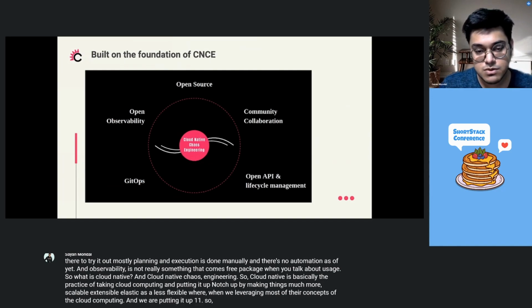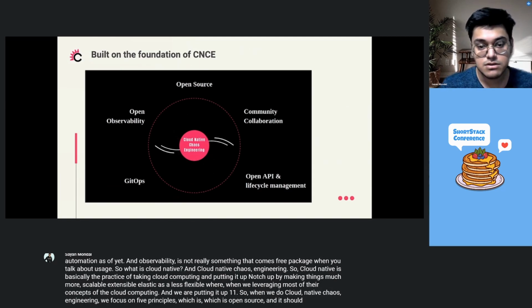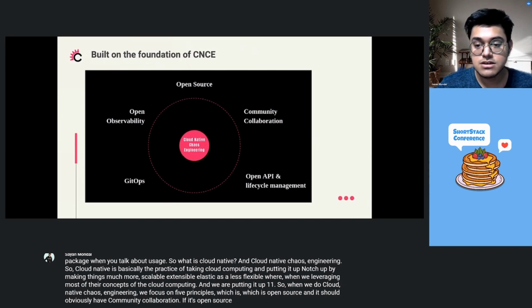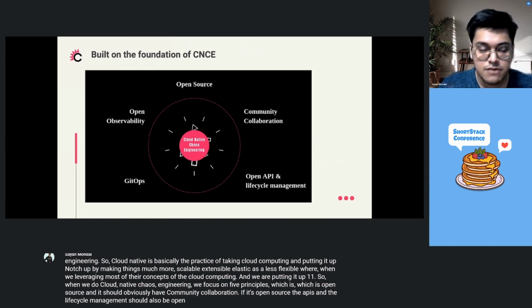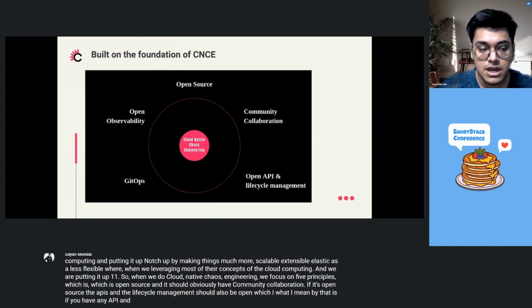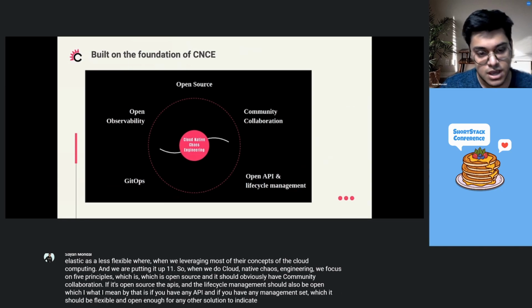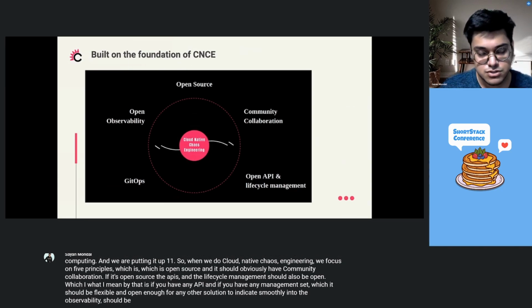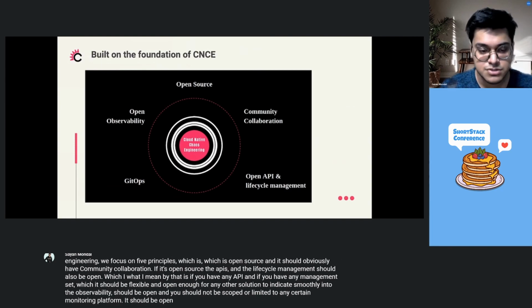So when we do cloud native chaos engineering, we focus on 5 principles, the first being open source, and it should obviously have community collaboration if it's open source. The APIs and the lifecycle management should also be open. What I mean by that is, if you have any API and any management set, it should be flexible and open enough for any other solution to integrate into smoothly. The observability should be open, and you should not be scoped or limited to any certain monitoring platform. It should be open for any solutions to integrate into.